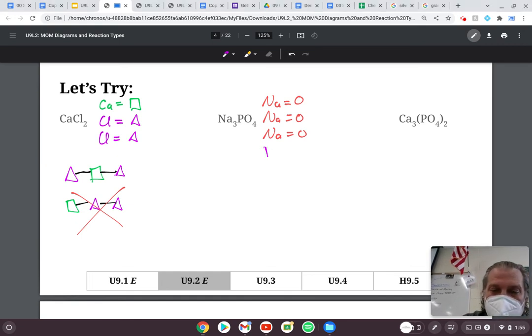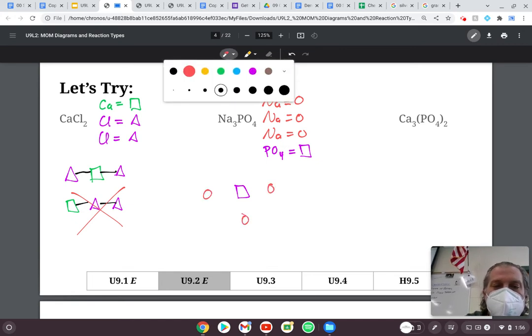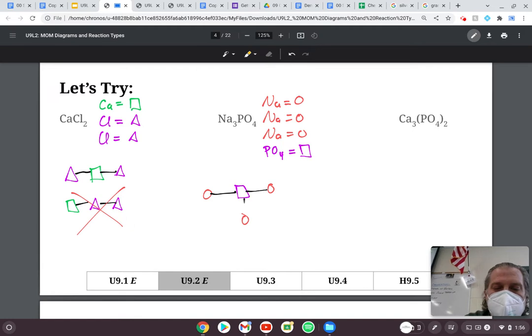So I'm going to write PO4, and we just discussed that the polyatomic ion is going to be 1 unit. Okay. Now, just like we did over here with CaCl2, right? I took the 1 unit and I put it in the middle. And then I attached everything else to the 1 unit. So I'm going to do the same thing here. In this case, I am going to take my PO4, put it in the middle, and I'm going to attach my sodiums around it like so, with a dash or a dot like that.